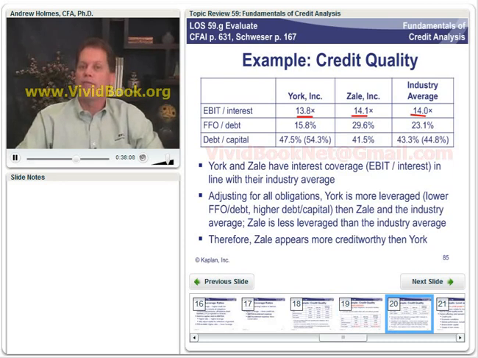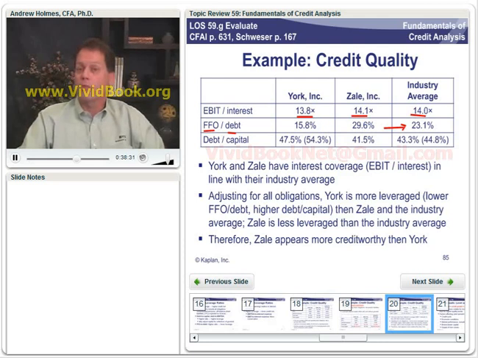So FFO to debt. We're putting our measure of cash flow in the numerator, debt in the denominator. Remember, a really big denominator, lots of debt relative to FFO, is going to make this ratio low. So FFO to debt is going to be 15.8 for York versus 29 for Zale. Notice that Zale is a little above the industry average and York is a little below.